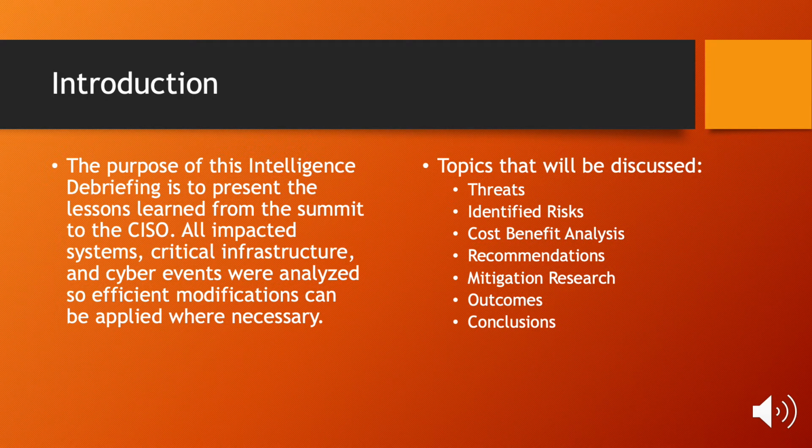Introduction. The purpose of this presentation is to present the lessons learned from the summit to the CISO. All impacted systems, critical infrastructure, and cyber events were analyzed so efficient modifications can be applied where necessary. Topics that will be discussed are threats, identified risks, cost-benefit analysis, recommendations, mitigation research, outcomes, and conclusion.